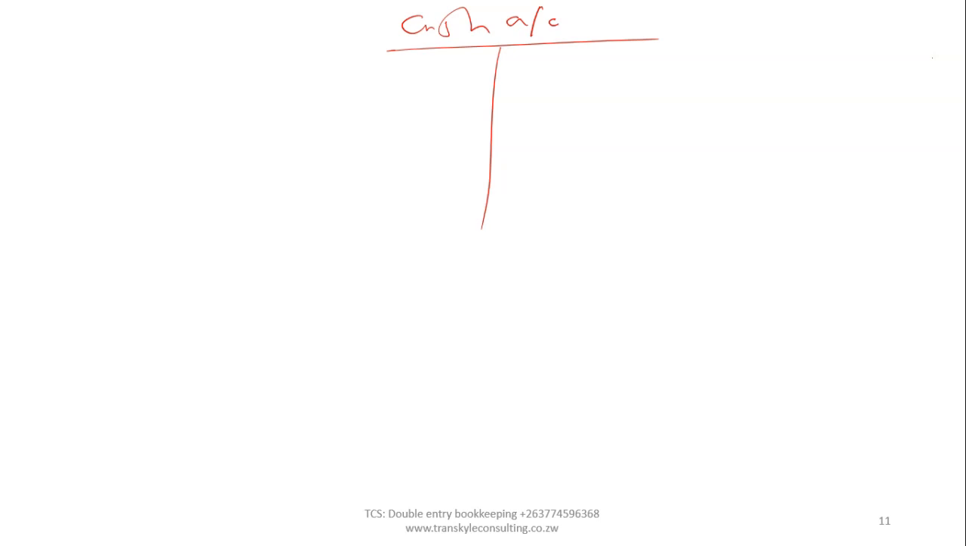Alright, so the cash account, you know from your POs acronym. Let me just rewrite the POs acronym here. The POs. Please don't forget this. This is the debit. This is the credit.